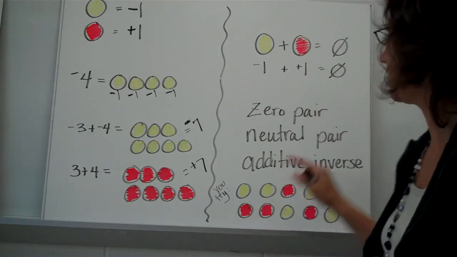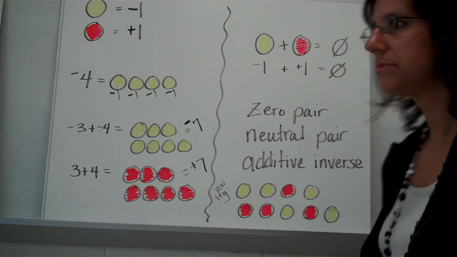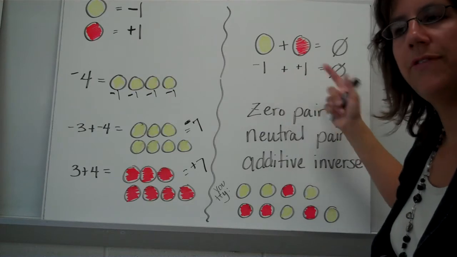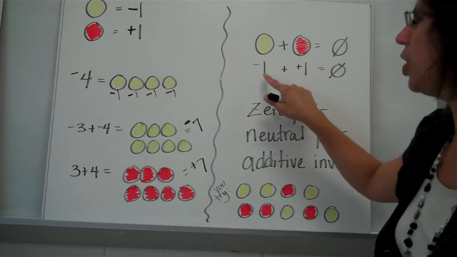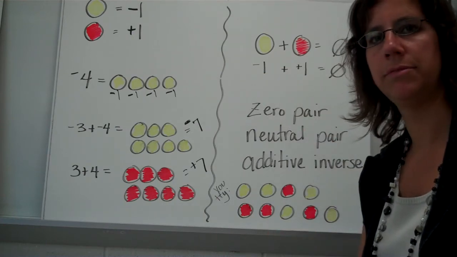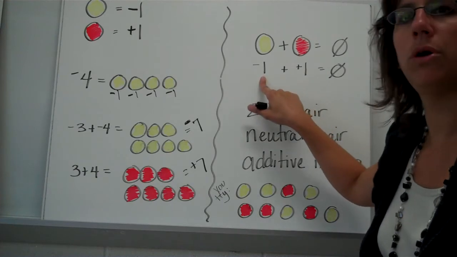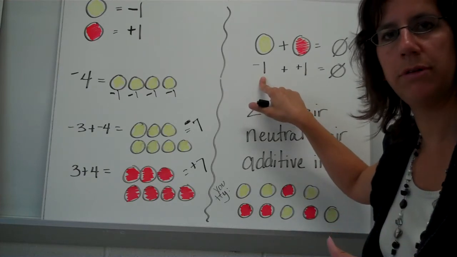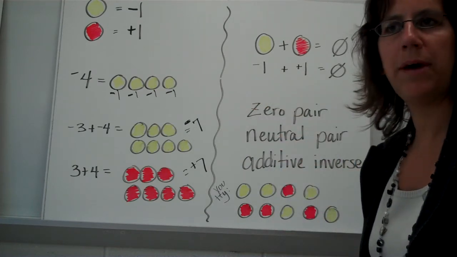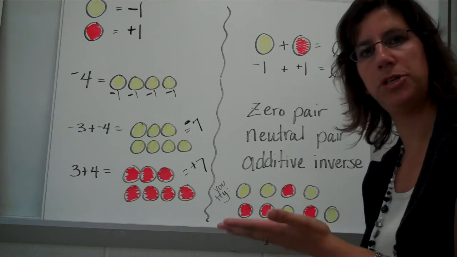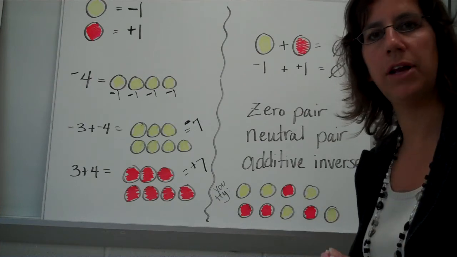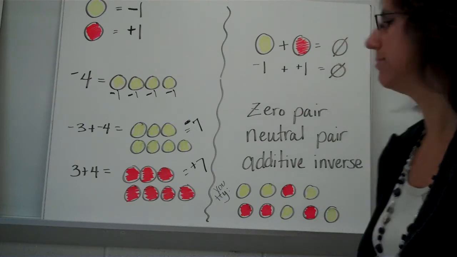All right, so let's talk about zero pairs. You might also hear it called a neutral pair or an additive inverse. Anytime you have a negative number and a positive number, the opposites of each other, if you put them together, it equals zero. So let's think about that. If you owe me a dollar and then pay me back a dollar, aren't you free and clear at zero? If you go one degree below zero on the temperature scale, and then the temperature goes up a degree, aren't you then at zero? Think about a number line. If you're at negative 2 and then you go up 2, aren't you at zero? Zero pairs or additive inverse is when you take the opposite of a number and add it together, and that will always give you zero.